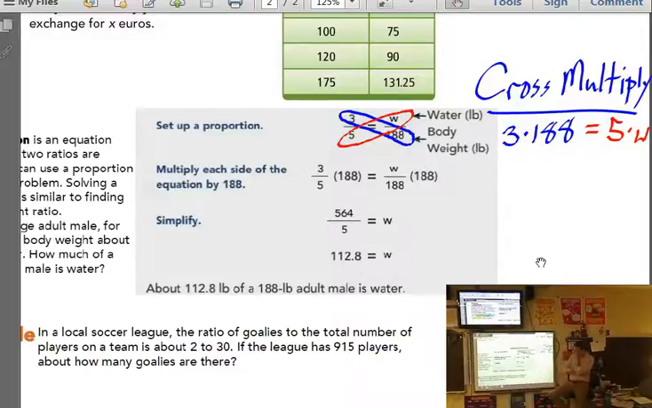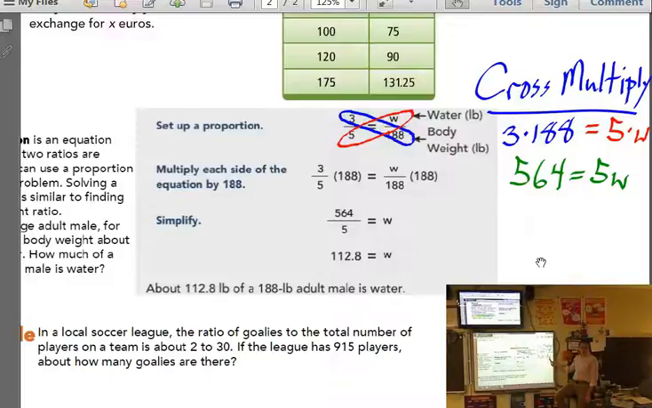3 times 188, 300 plus 240 plus 24, 564. Does anybody have questions on what I've done up to here? Usually, if you multiply by 5, you end up with a one digit of a 5 or a 0. Oh, right, use decimal for answers. So here's where we get 564 equals 5W.